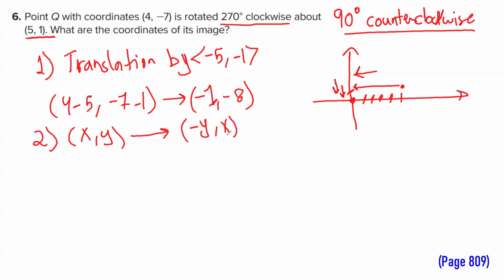So I'll be applying that rule on the last point I got here. So I'm going to change the sign of Y. It is -8. Now it will be 8. And then I'm going to switch the coordinates. So I will get 8 and -1.